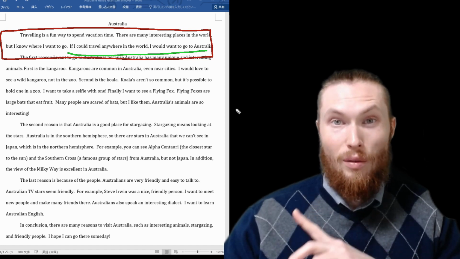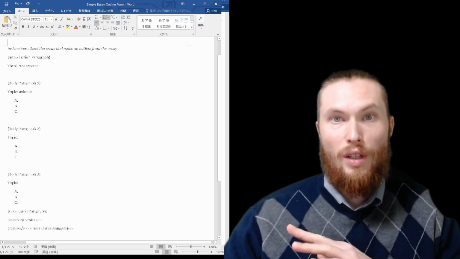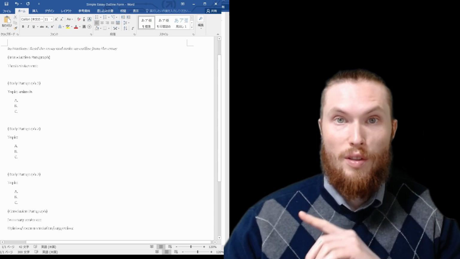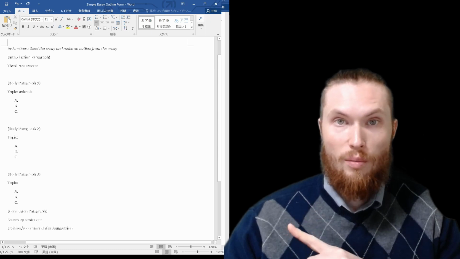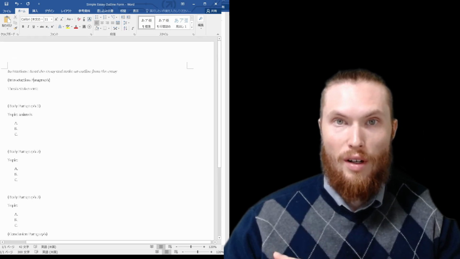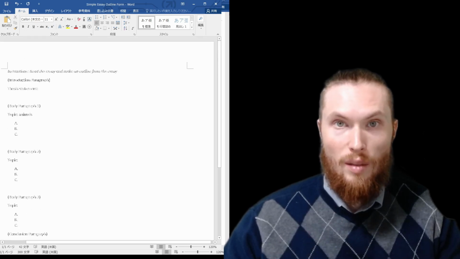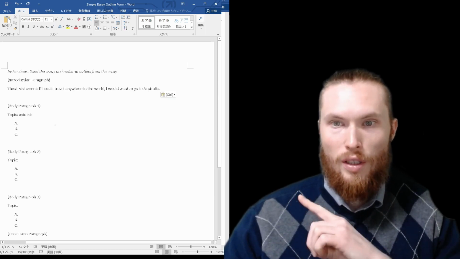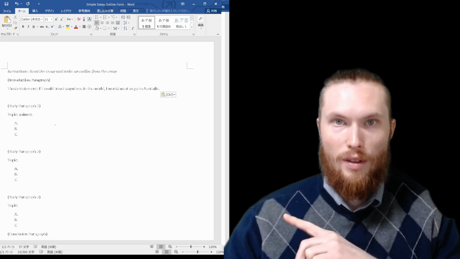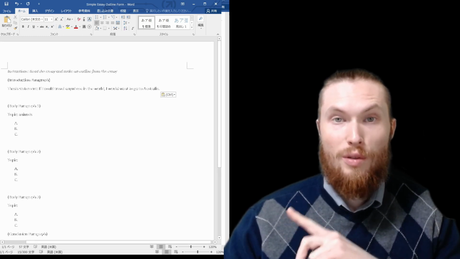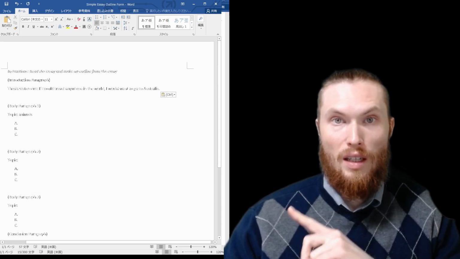So let's make an outline from this. Okay, so here's the blank essay outline form we're going to use. There's a part for each paragraph: introduction paragraph, body paragraphs, and conclusion paragraph. So let's start with the introduction paragraph. So what is the thesis statement? The thesis statement is, if I could travel anywhere in the world, I would want to go to Australia. So here's the thesis statement. Remember the most important sentence in the essay.